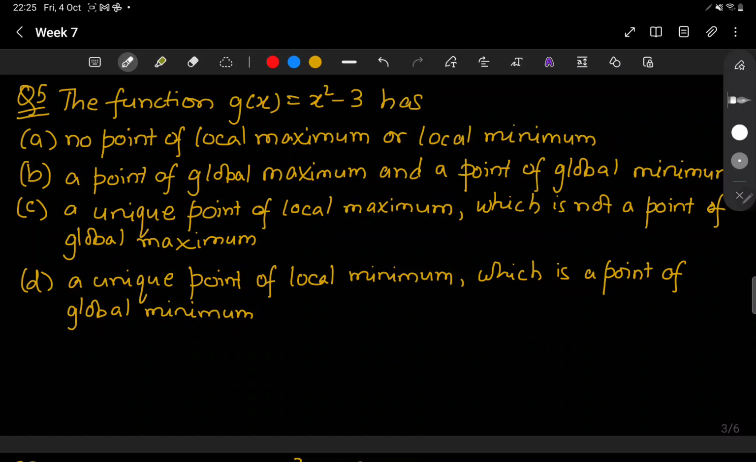Fifth question. The function g(x) equals x squared minus 3 has, so we need to select which option is true for this particular function. Option A, it has no point of local maximum or local minimum. Option B, a point of global maximum and a point of global minimum. Option C, a unique point of local maximum which is not a point of global maximum. Or option D, a unique point of local minimum which is a point of global minimum. This time I will start the multiple choice type poll.